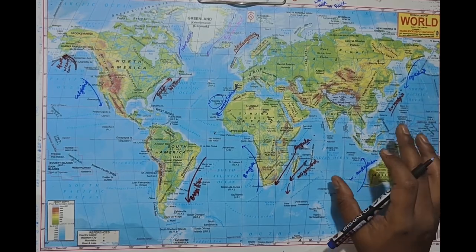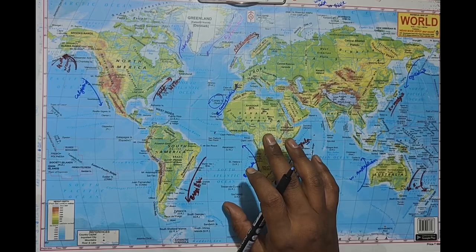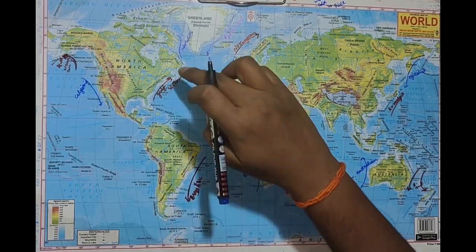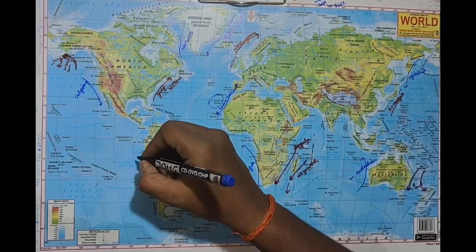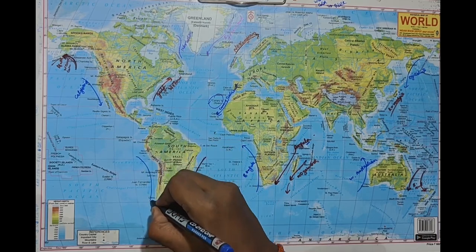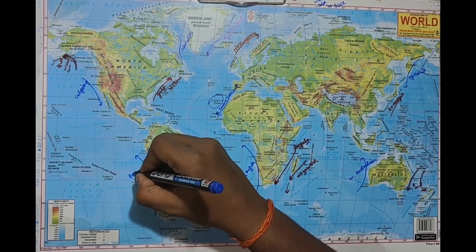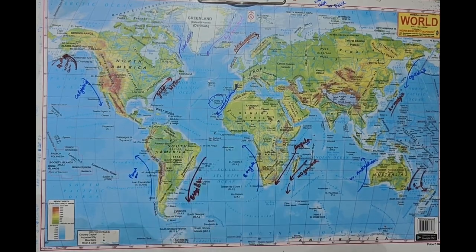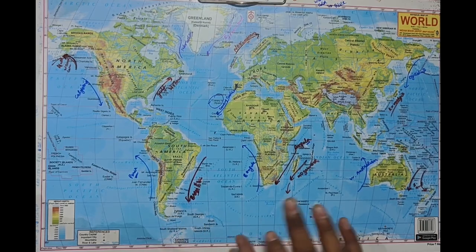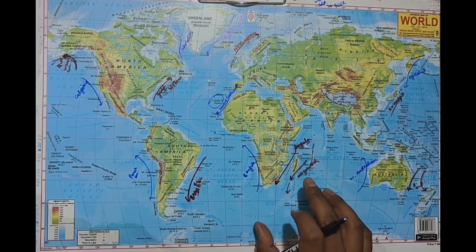Okay, I think I have marked all of the cold ocean currents. No, one more is left over here, the Peruvian current, which is very important. Okay, the Peruvian current. See, now I have marked all of the warm ocean currents and cold ocean currents.